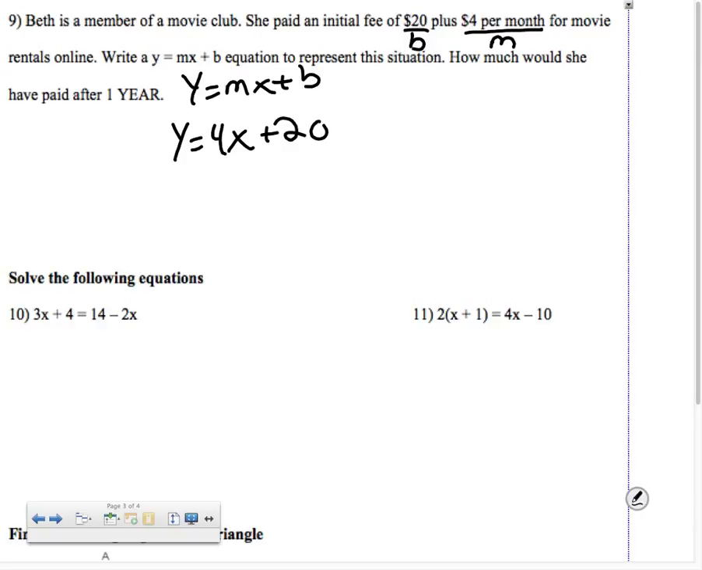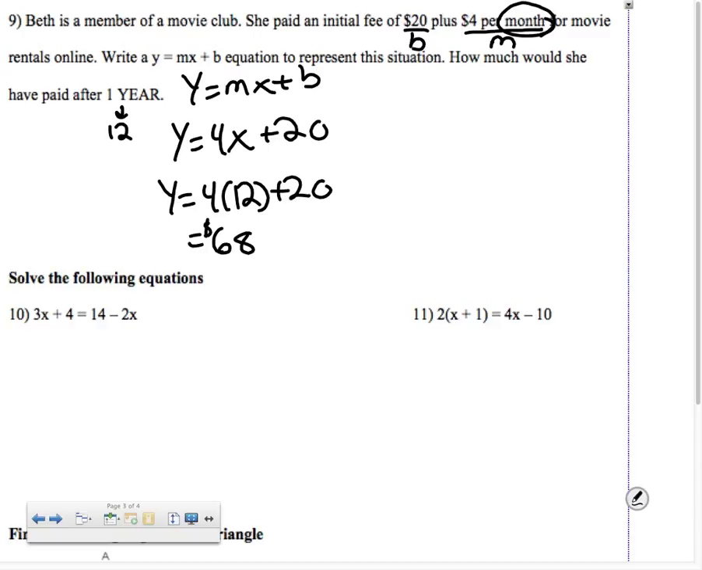Now I want to use it to figure out how much I'll pay after 1 year. So remember, x represents the months, because it says months right here. X represents the months. So 1 year would be 12 months. So it'd be y equals 4 times 12 plus 20. And then you do some math here. 4 times 12 is 48, plus 20 would give you a grand total of $68 for a 1 year membership.